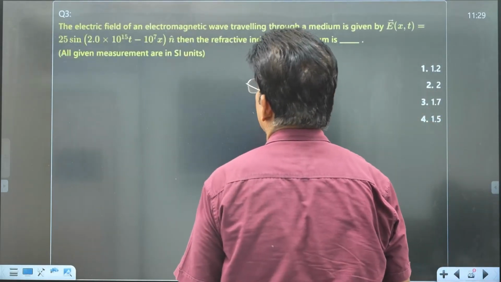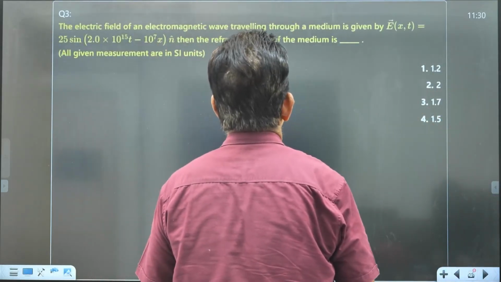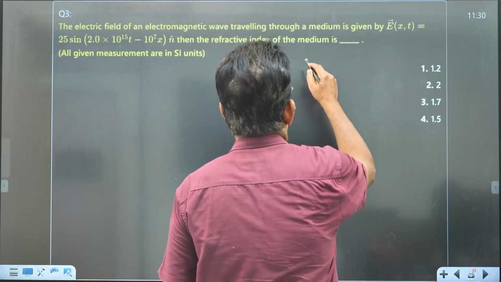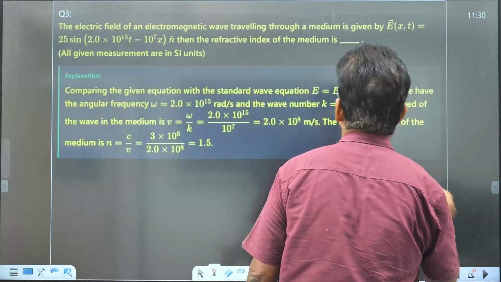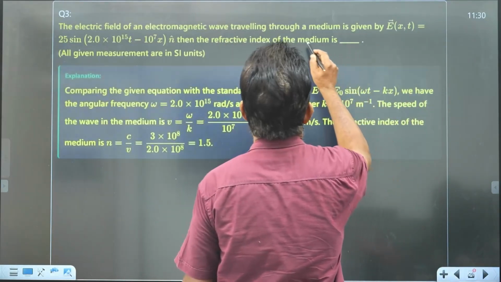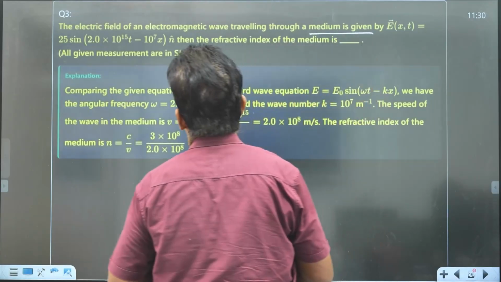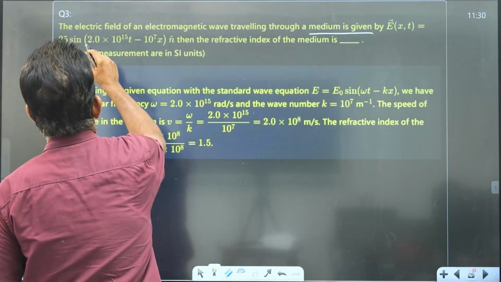Now come to the next question. The electric field of an electromagnetic wave traveling through a medium. This wave is traveling through a medium. Yes. Then this is given to you.